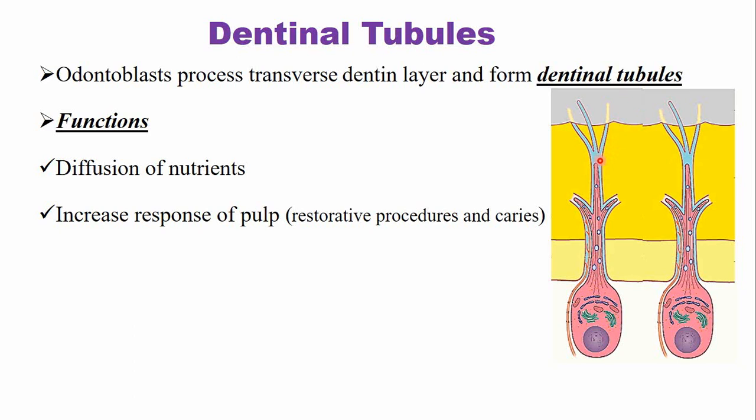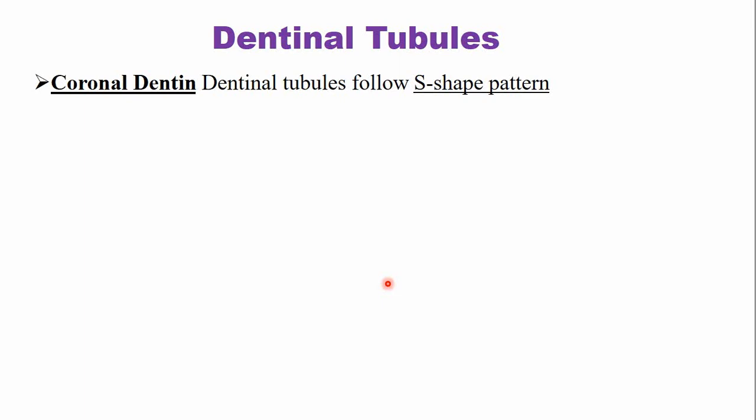The diameter of the dentinal tubule: you can notice the diameter of the tubule is less near the dentino-enamel junction as compared to the pulp surface. So near the pulp surface, the tubular diameter is more as compared to the dentino-enamel junction. Now, in the coronal dentin, the dentinal tubules follow an S-shaped pattern.